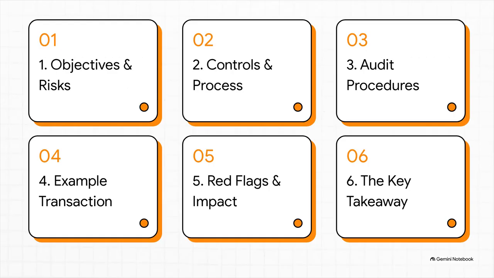To achieve that mandate, we're looking at a quick 6-part agenda. 1. Objectives and key risks. 2. Controls and process example. 3. Audit procedures and focus. 4. Example payroll transaction. 5. Red flags and impact. And finally, 6. The key takeaway. Let's get going.